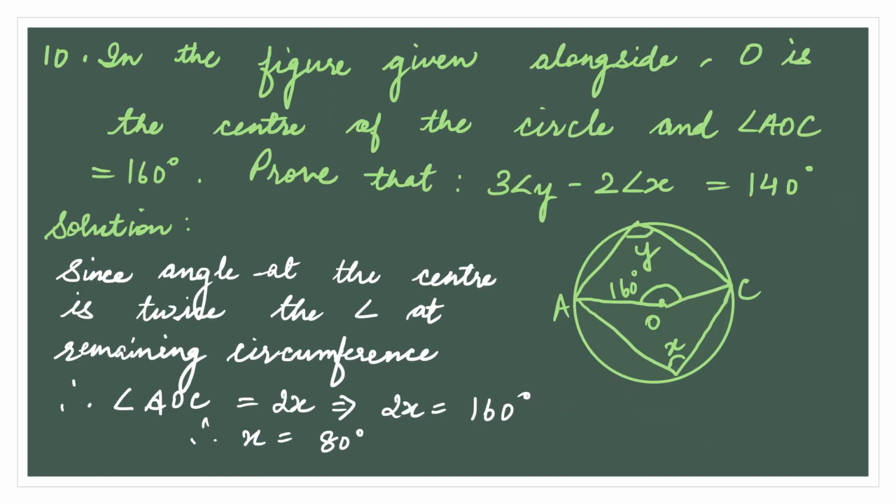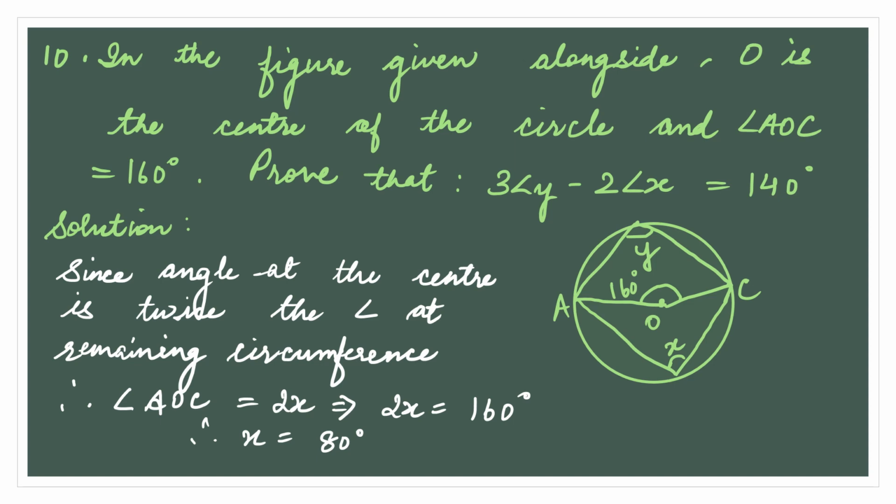Now coming to question number 10, children. In the figure given alongside, O is the center of the circle and angle AOC is equal to 160 degrees. Prove that 3 angle Y minus 2 angle X is equal to 140 degrees. See here, children, this is 160 degrees, angle AOC, and this is the reflex angle of it, which will be equal to how much? The total must be equal to 360 degrees. So this is equal to 360 minus 160 degrees, that is 200 degrees.